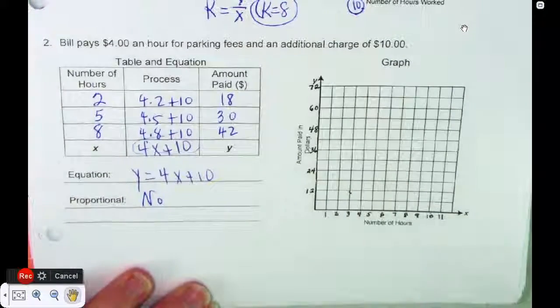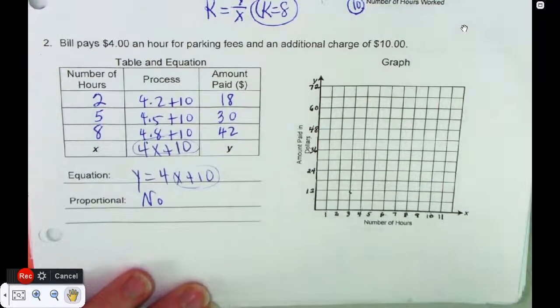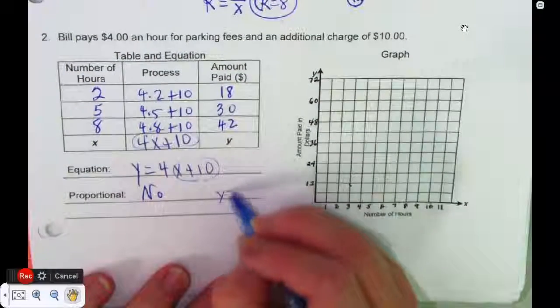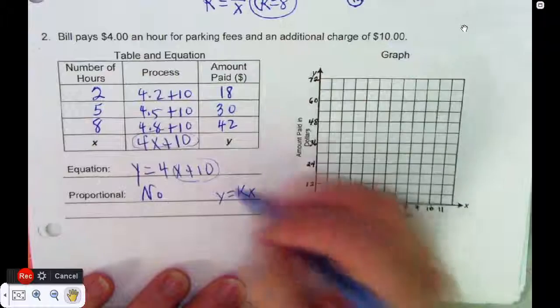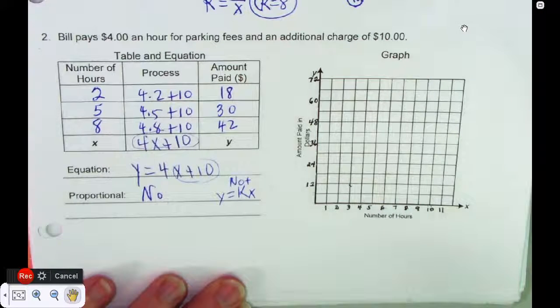Why is it no? It's got a plus 10. It's not in this form. It's not in that form. It's got the plus 10. We already know the y-intercept is what? 10. We already know it's 10.